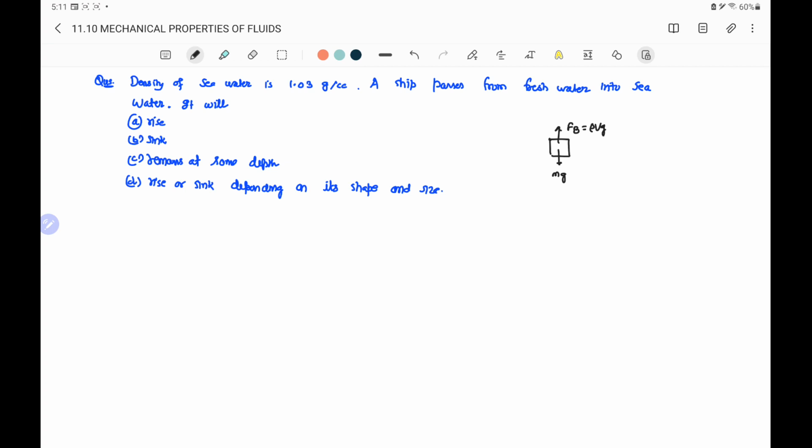So in our case, the ship passes from fresh water into seawater. So weight of the ship should be balanced by, if it is in fresh water, then we will write it as density of the fresh water into volume of the fresh water displaced by the ship into g, and as it passes to seawater, this weight should also equal density of seawater into volume of seawater displaced by the ship into g. Therefore, we can say that density of fresh water into volume of fresh water must equal density of seawater into volume of the seawater displaced by the ship.